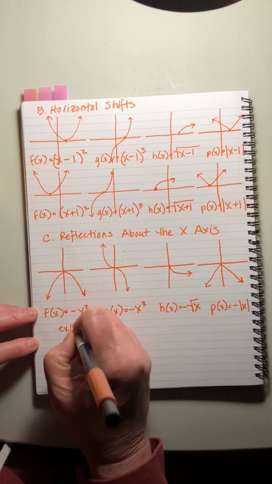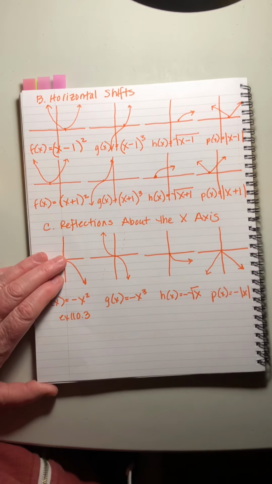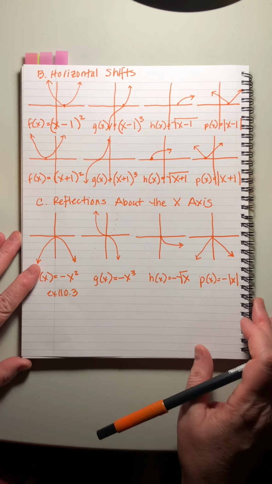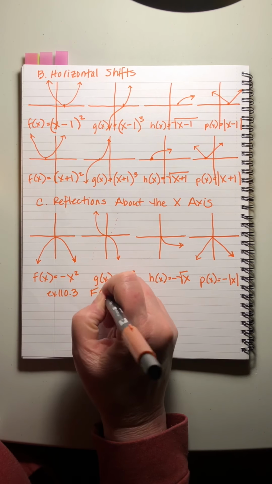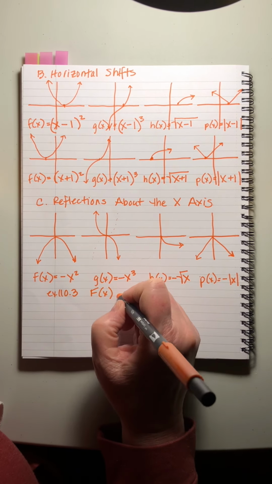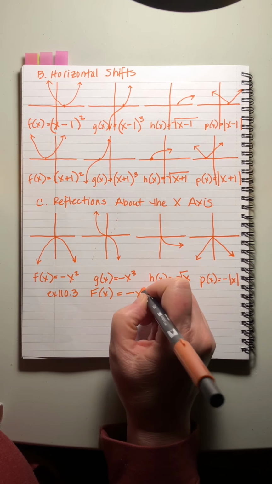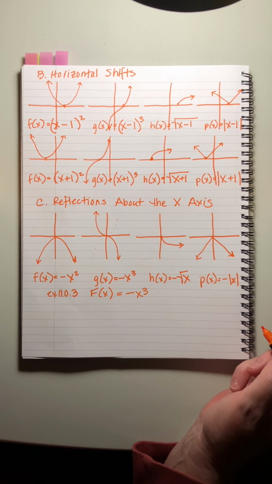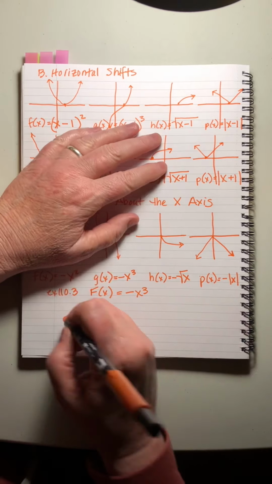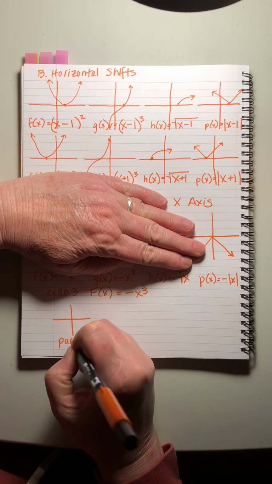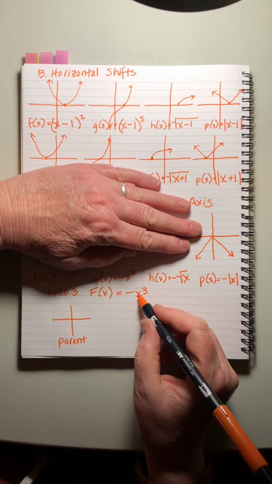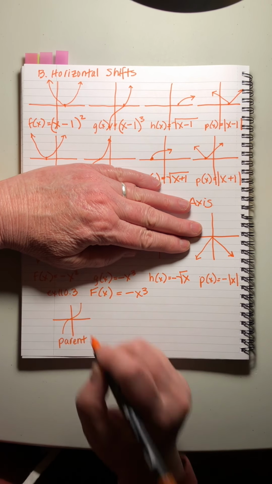Example 110.3. Sketch the graph of f of x equals minus x cubed. Well, shoot, we just did that, right? So I'm going to pretend that's not right there. First, I'm going to do the parent function of x cubed. Oh yeah, it's like this, right?